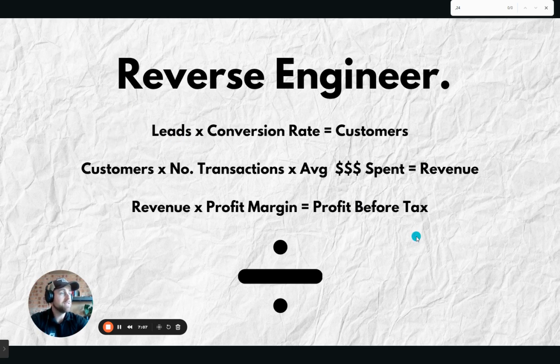So if you do this and you come to us and say, Joel, we want $1 million profit, this is the formula we run. This is our conversion rate right now. This is how many leads we need. You go to a marketing agency or your marketing team, whoever it is, and you say, this is how many leads we need per year.